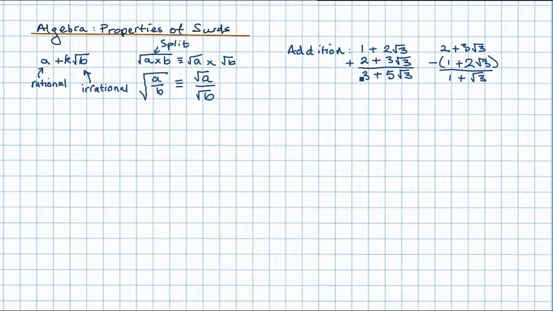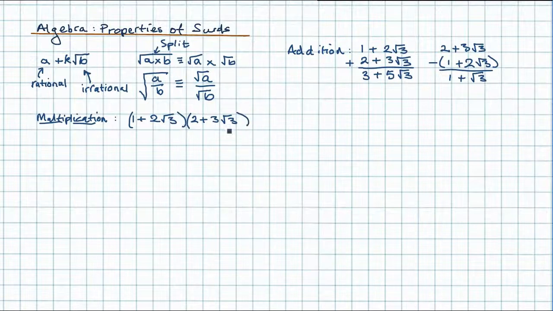Let's now have a look at multiplication. So now, if we're multiplying, we might take these terms here again. So 1 plus 2 root 3. What we're going to be doing is something very similar to when we expand brackets with algebraic expressions. So 1 plus 2 root 3 times, and let's have that 2 plus 3 root 3, that will work quite nicely. 2 plus 3 root 3.